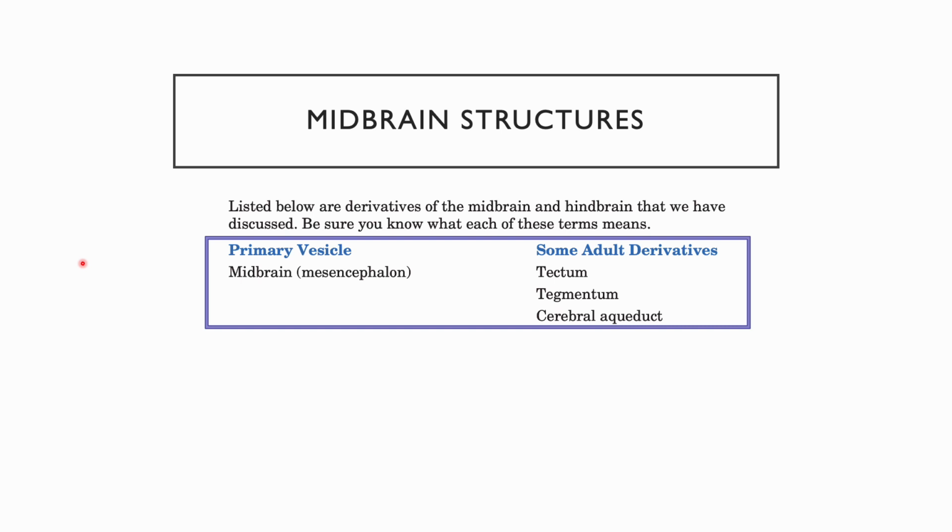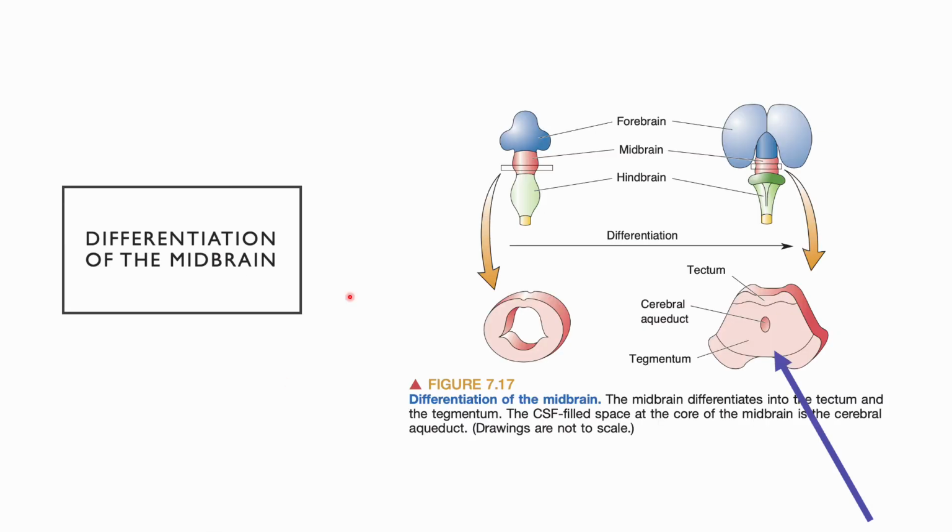The midbrain or mesencephalon has several adult derivatives, including the tectum, the tegmentum, and the cerebral aqueduct. Let's talk about how these develop during differentiation of the midbrain. When the midbrain differentiates, the three primary brain vesicles are going to develop into adult derivatives. The midbrain, shown here in red, is going to develop into the adult derivatives known as the tectum, the cerebral aqueduct, and the tegmentum. The aqueduct connects rostrally with the third ventricle of the diencephalon, which of course the adult derivative of the diencephalon is the thalamus.